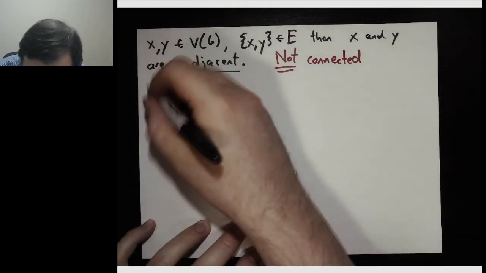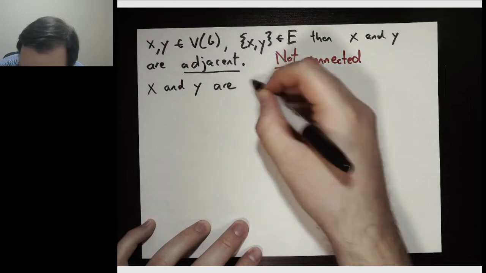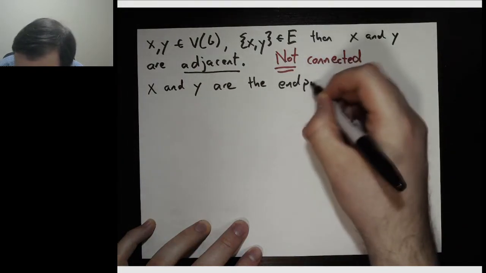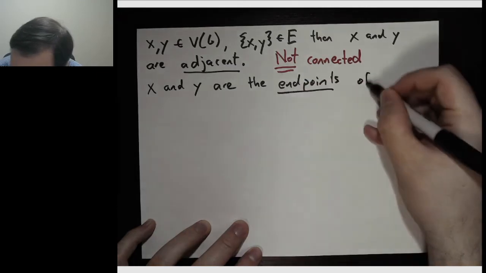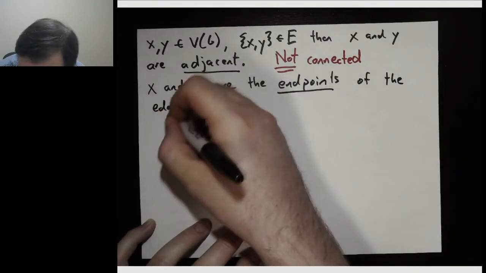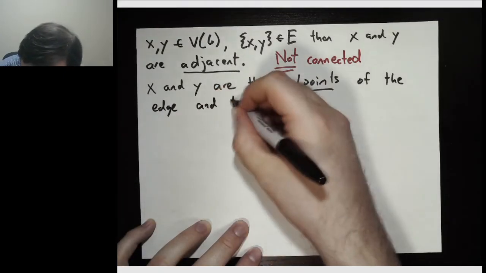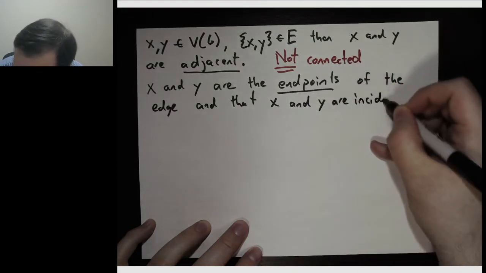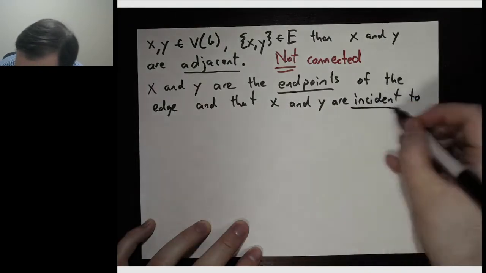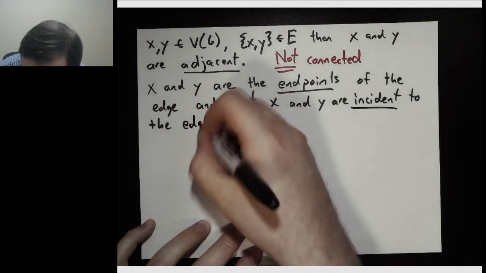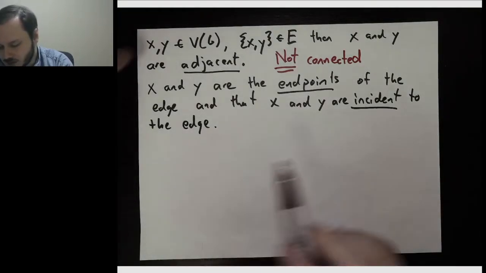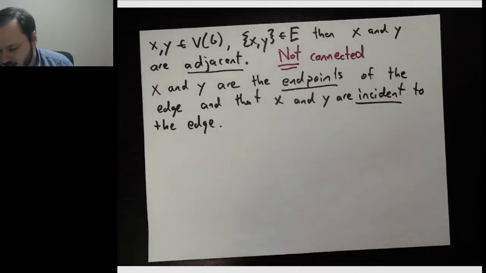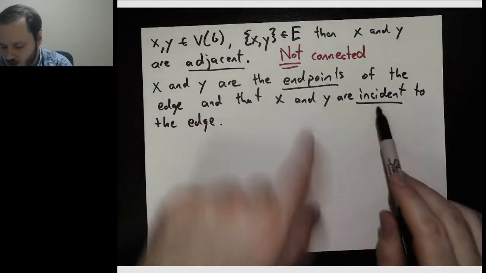We also say that x and y are the endpoints of the edge, and that x and y are incident to the edge. So if we're focusing on the relationship between x and y, we call them adjacent. If we're talking about the relationship between x and the edge, or y and the edge, we call them endpoints, and we say that they are incident.